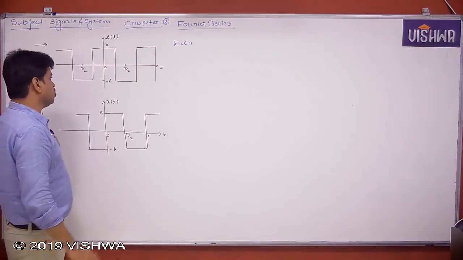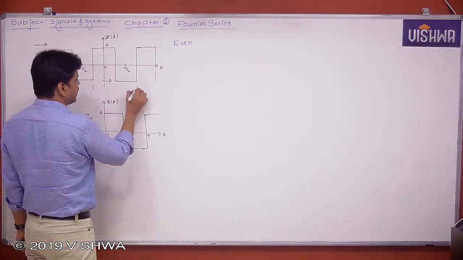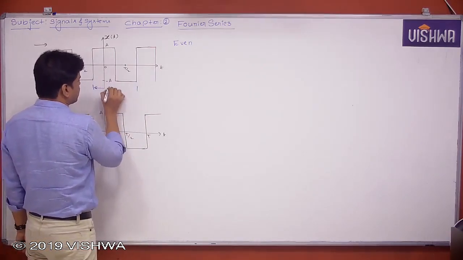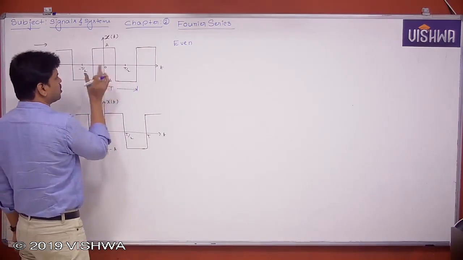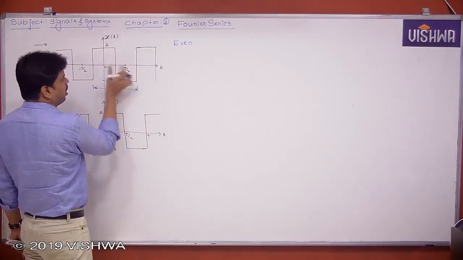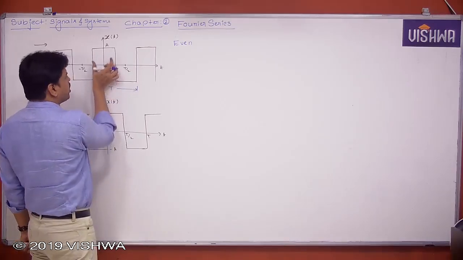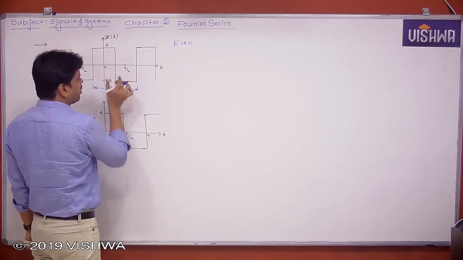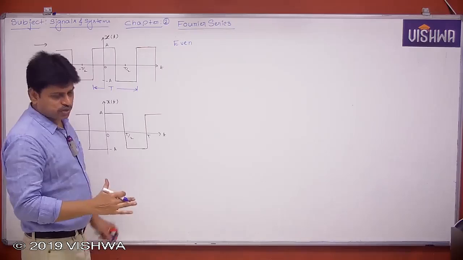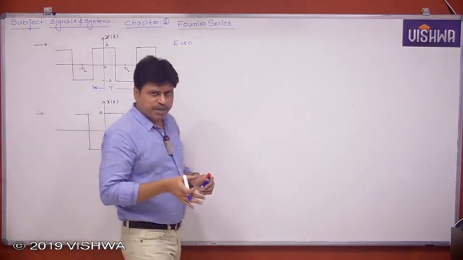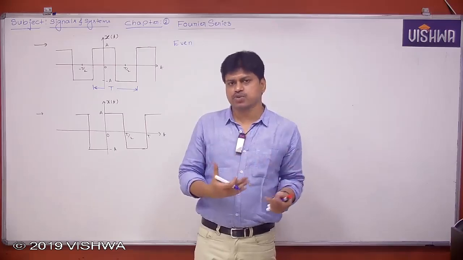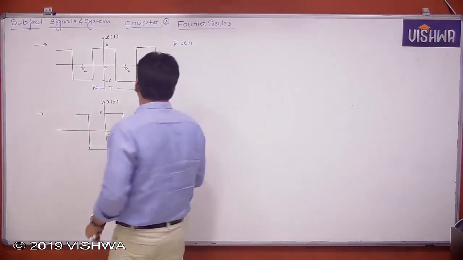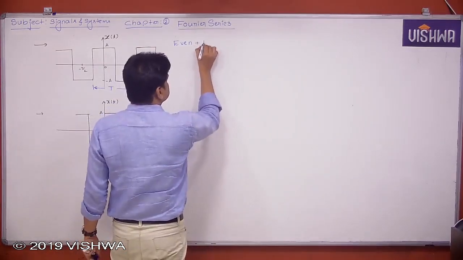Yes. How, sir? Suppose I consider a total period. I told you, you can consider the total period for your convenience. If I consider this one total period, half period, half period, in this half period we have A, and in this half period we have minus A. If you consider the total period, and the first half period and the next half period look exactly the same with the negative sign, then we can say they have half-wave symmetry.